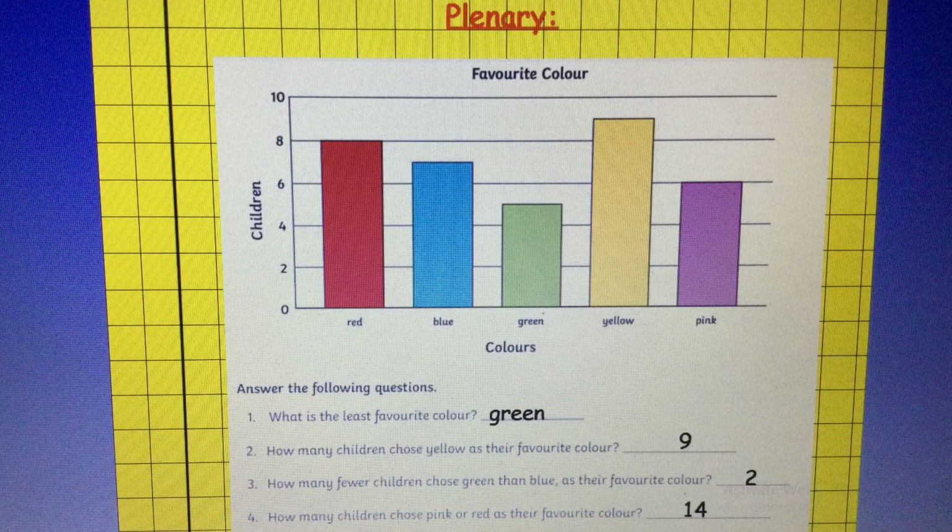And here are your answers for the plenary activity today. The answer to number 1 is green. The answer to number 2 is 9. The answer to number 3 is 2. And the answer to number 4 is 14.